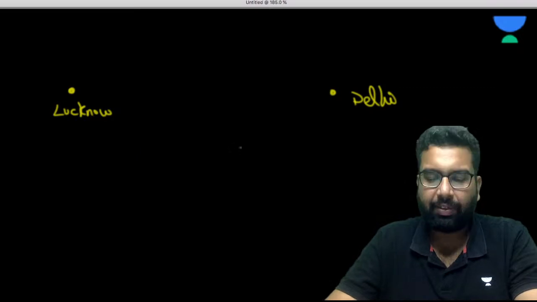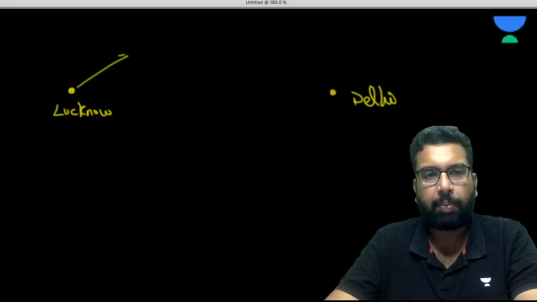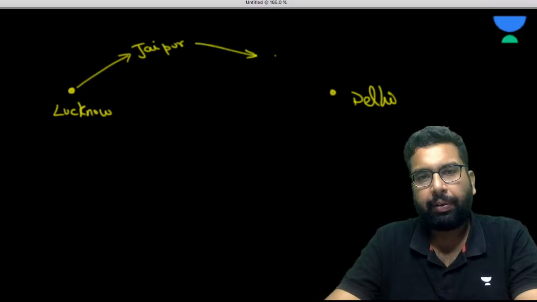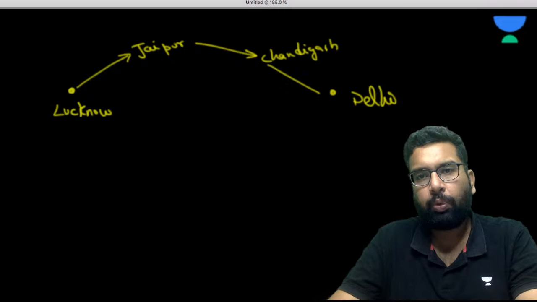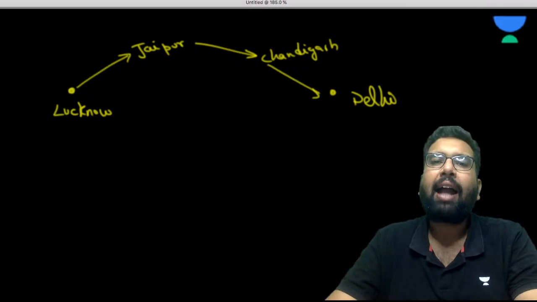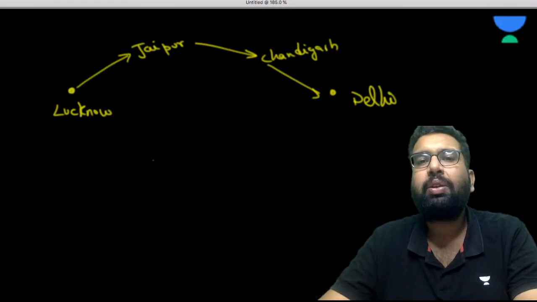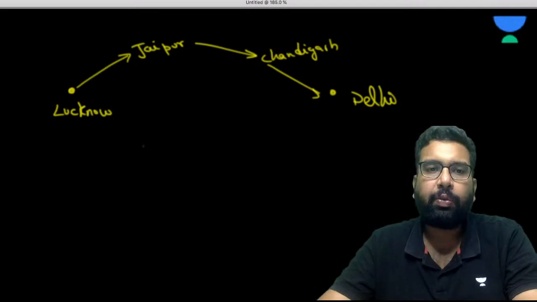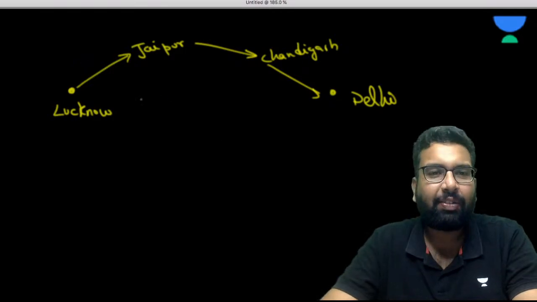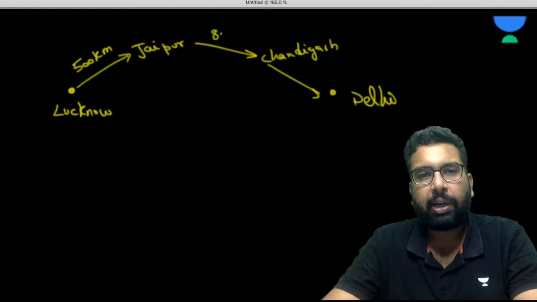You can go by any way. You can first go to Jaipur, then you can go to Chandigarh, and then you can come to Delhi. So what is distance? Distance is the actual length you have traveled. So you went from Lucknow to Jaipur, let's suppose, I don't know actually, somewhere 500 kilometers. From Jaipur to Chandigarh, it is 800 kilometers. And from Chandigarh to Delhi, it is 200 kilometers.